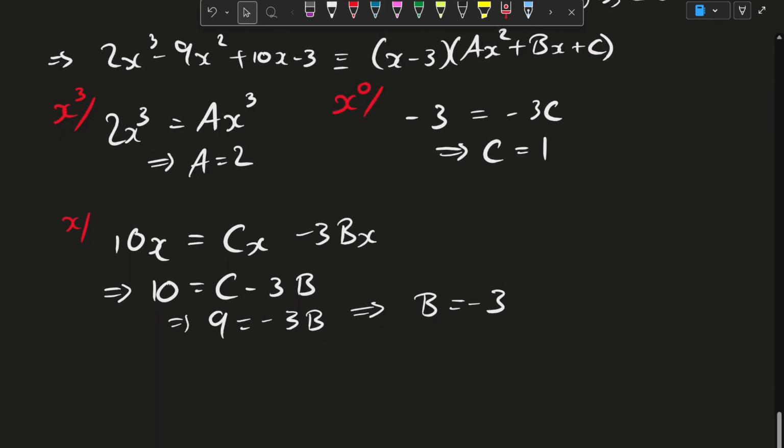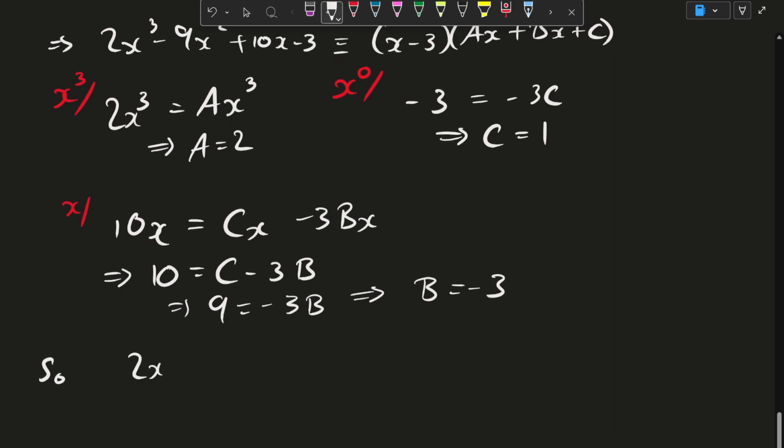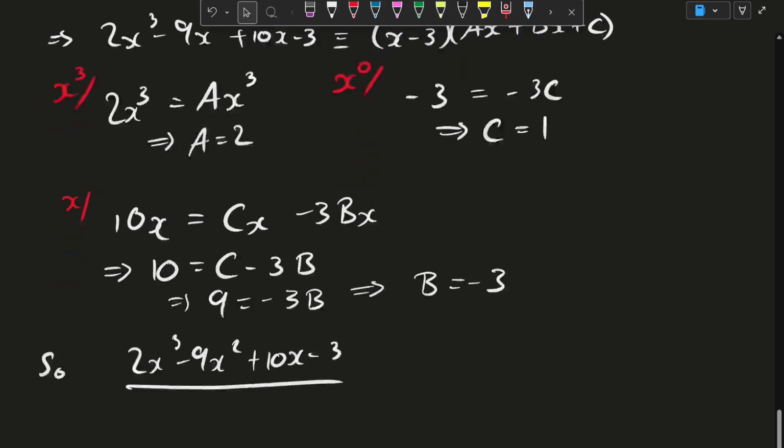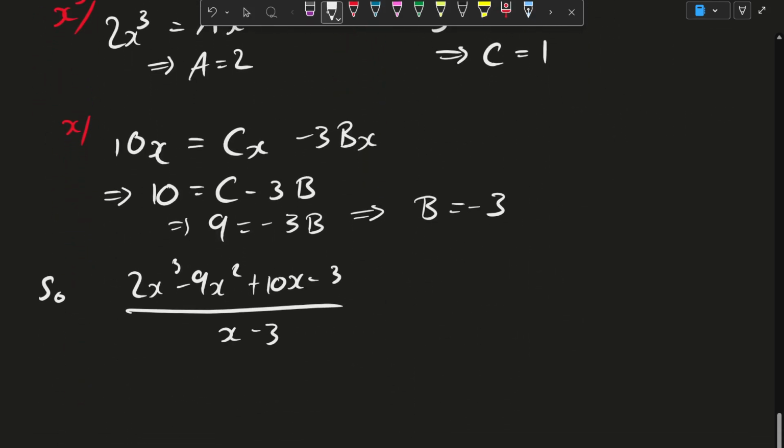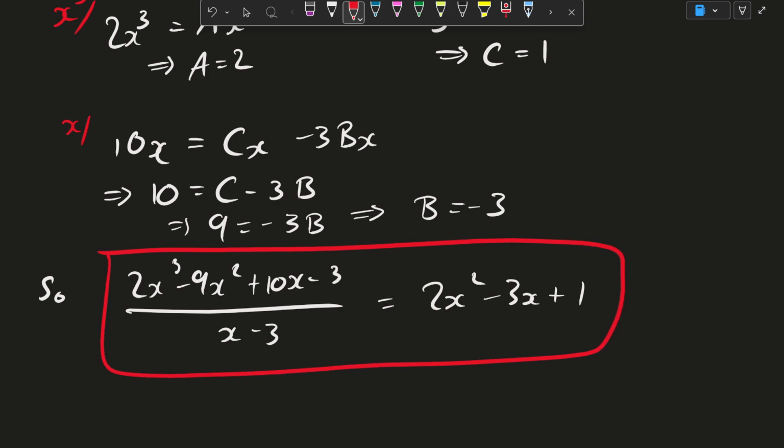So great, we have a, b, and c. Now we just need to write our answer. So (2x cubed, take away 9x squared, plus 10x minus 3) all over (x minus 3) is 2x squared, take away 3x plus 1. Now, we can leave it in that form. If you want to try factor that, you can. I forget if it factors nicely. But you can leave it just in quadratic form. That's an entirely acceptable answer, unless the question tells you otherwise.